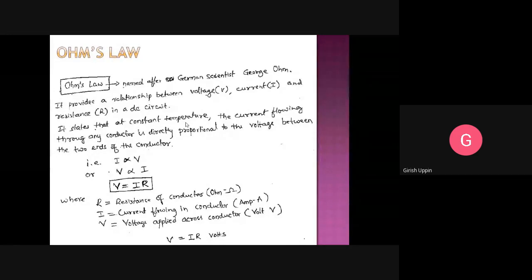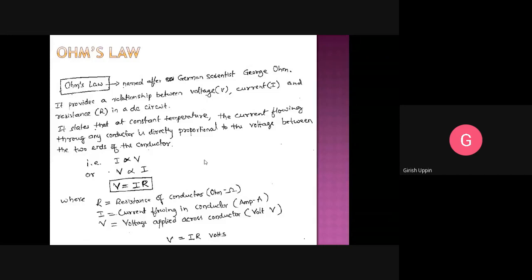That relation holds good only when we are measuring at a constant temperature. If temperature is changing, then Ohm's law doesn't hold good. That's why Ohm's law, the statement goes like this. It states that at constant temperature, the current flowing through any conductor is directly proportional to the voltage between the two ends of the conductor.